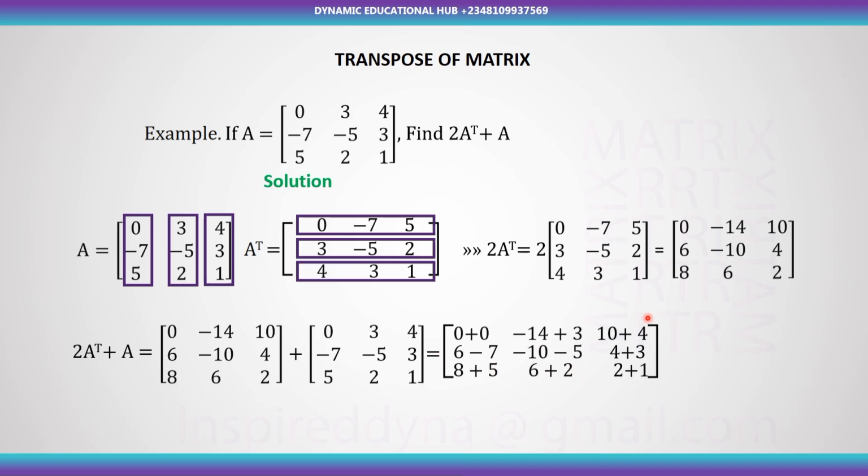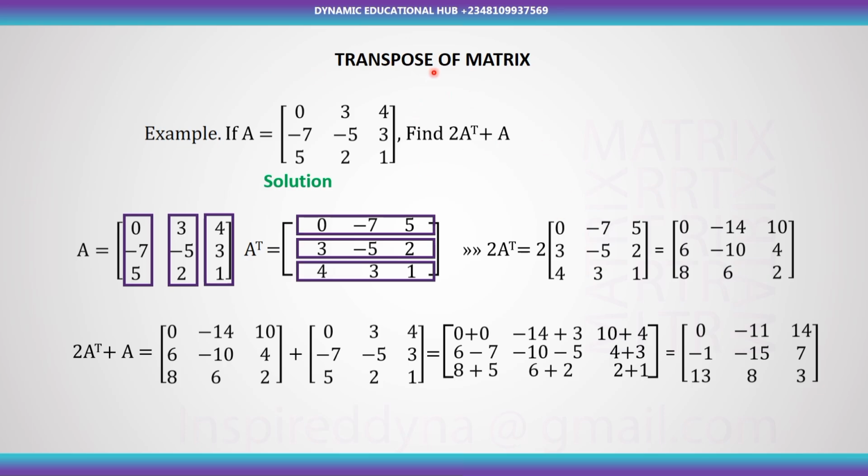So now let's solve it. 0 plus 0 will give us 0. Minus 14 plus 3 will give us minus 11. 10 plus 4, 14. 6 minus 7, minus 1. Minus 10 plus 5, minus 5. 4 plus 3 is 7. 8 plus 5, 13. 6 plus 2, 8. 2 plus 1, 3. And that is the transpose of the matrix.